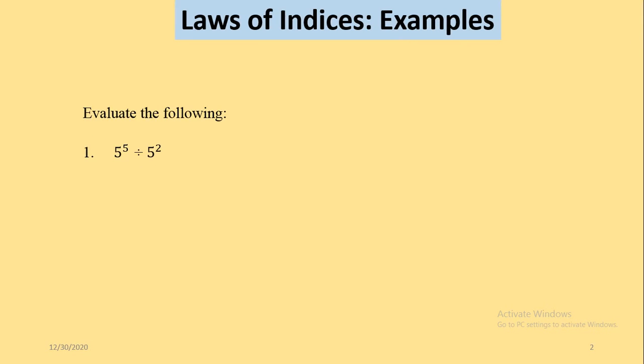We have the first, 5 raised to the power 5 divided by 5 raised to the power 2, followed by the second example, which is k raised to the power 3 times k raised to the power 5 times k raised to the power minus 2. The third example is 81 raised to the power minus 3 over 4 times 9 raised to the power 1 over 2 times 27 raised to the power 0.